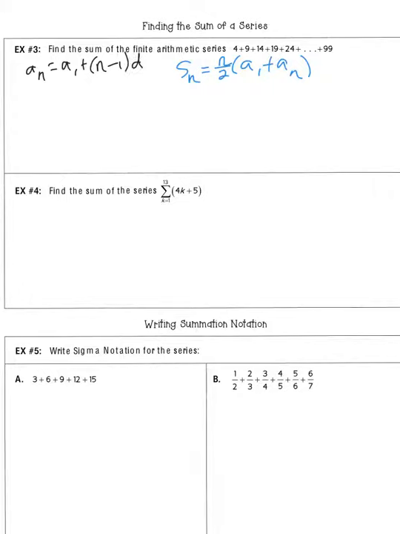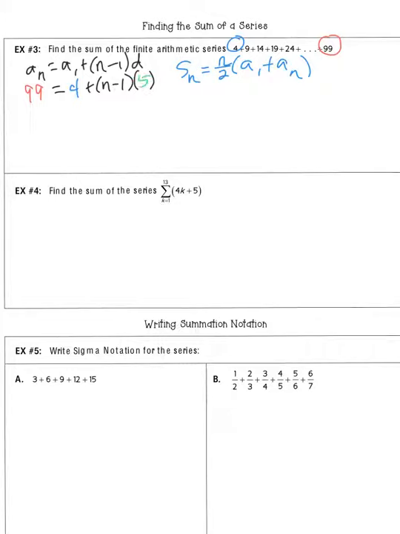So I'm going to plug in all of my values. I'm going to plug in 99 in for a sub n because the only unknown I'm going to have is my n. My a sub 1 I'm going to plug in here, which is 4 plus n minus 1 times my d. Now we can tell our common difference from 4 to 9 is add 5, add 5, add 5, add 5. So your common difference is 5.